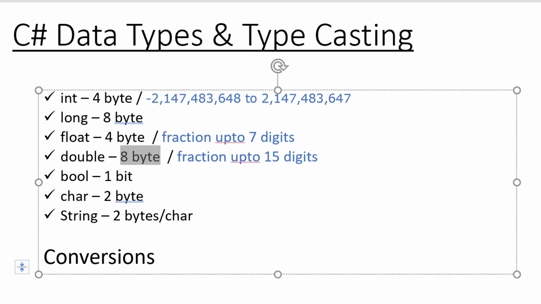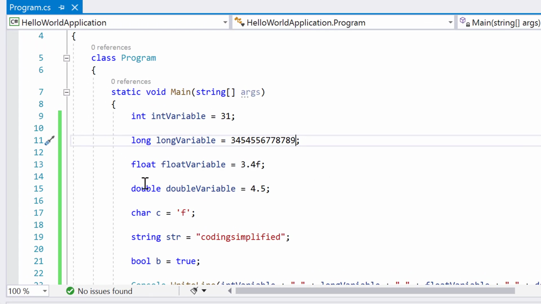Let me also show you how it happens. This is how we declare the float variable. We have float 3.4, and whenever we are defining a float we also have to include f here.